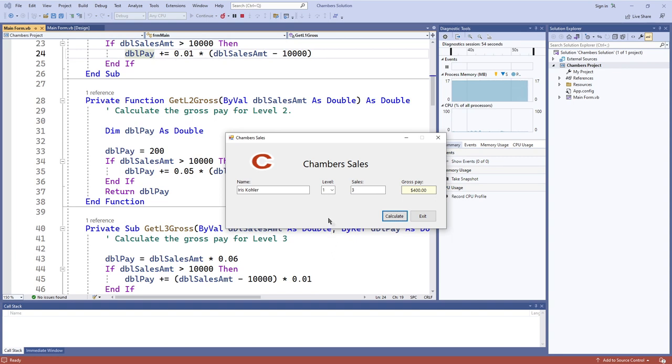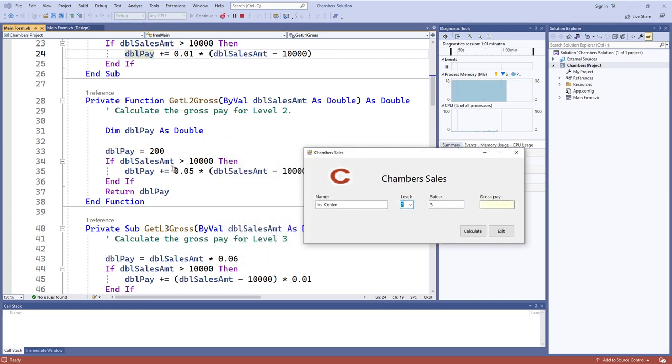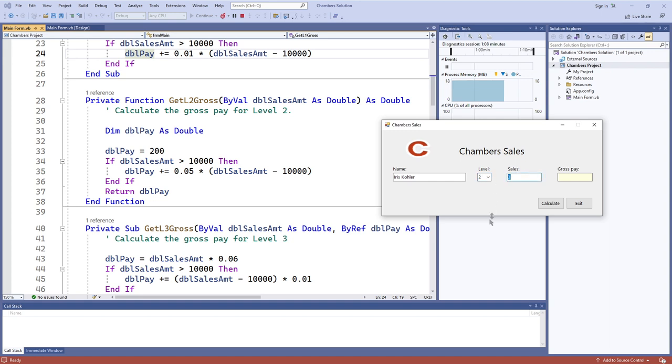Now, I can check level 2 right here. My base pay is 200, but I get 5% over 10,000. So if I did 10,001, I'm cheating a little bit. I'm making it very easy on myself, but you could really pull out a calculator and do this by yourself. I'm just doing mental math on recording with a hot mic. It is very nerve-wracking. $10,001 in sales means that I end up with 1 times 5%, which is 5 cents, of course. And that would be 200 plus 5 cents.